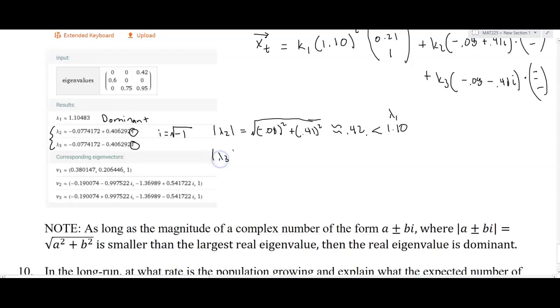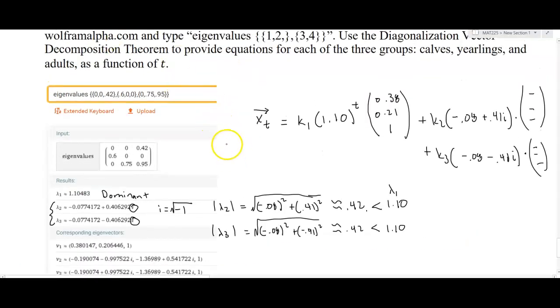Lambda 3, its size, is going to be basically the same thing, -0.08 squared, plus -0.41 squared, which comes out to the same thing, which is still about 0.42, and that's also less than our dominant eigenvalue. Therefore, we can say that as t approaches infinity, so I'll write that down here, as t approaches infinity, this term here will become negligible, as will this k3 term here. That will also become negligible.